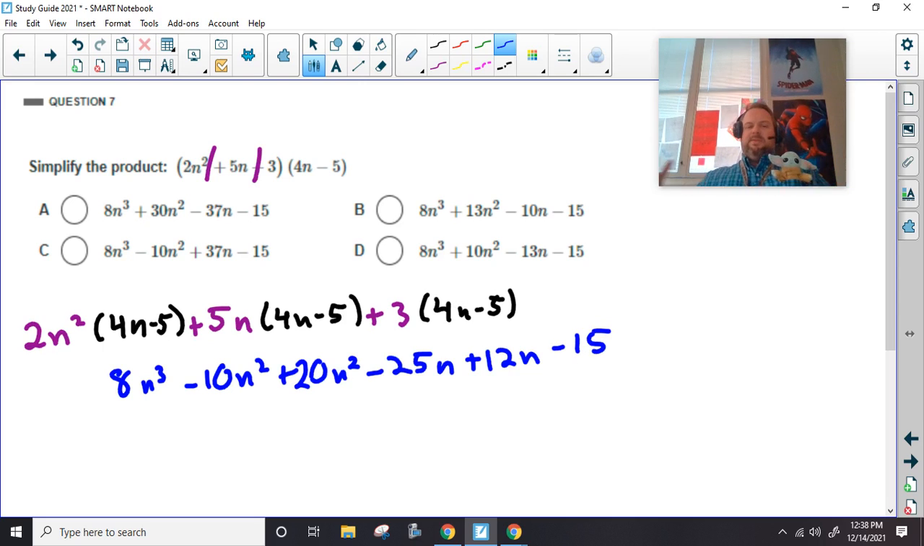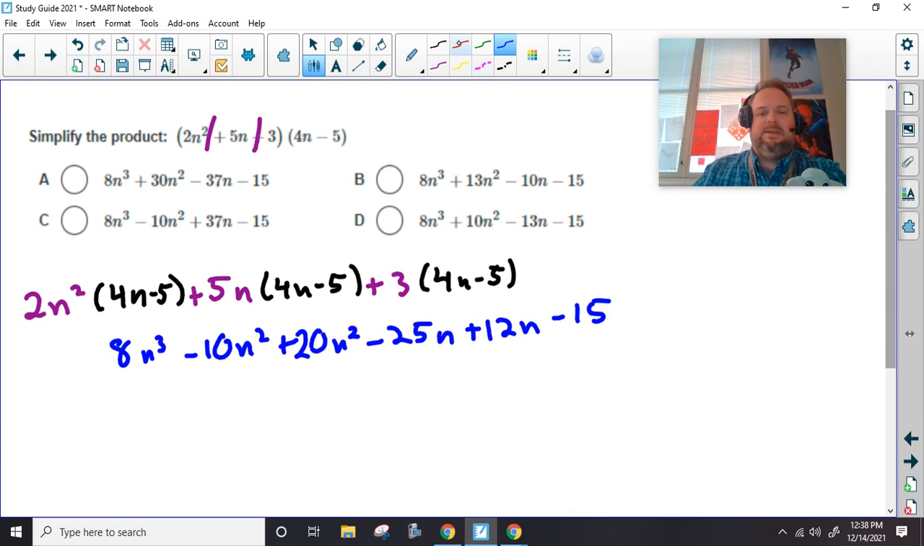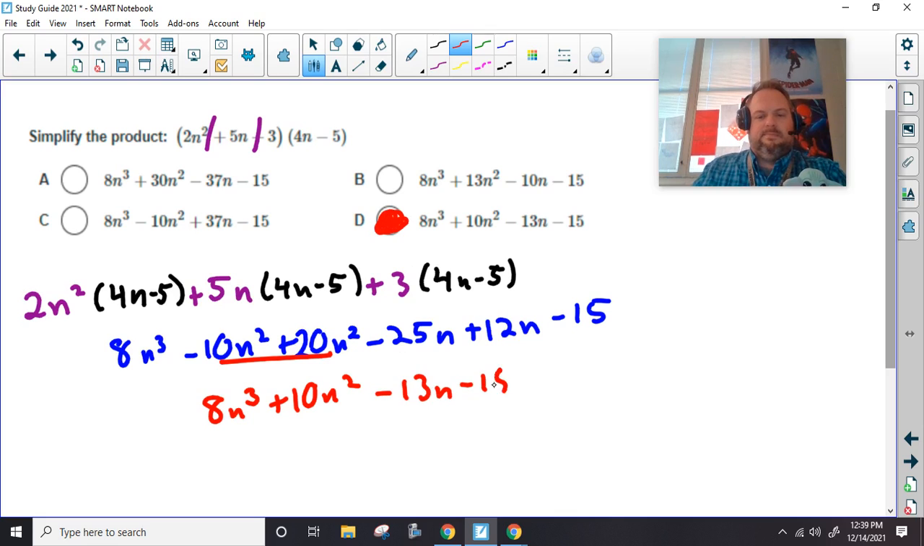All right, so that's all the multiplication. And all of our like terms end up being together. So this combines to plus 10n squared. And I could stop after that because there's my answer. I actually like doing it like that because it seems a little bit easier. You can also set it up in the box method.